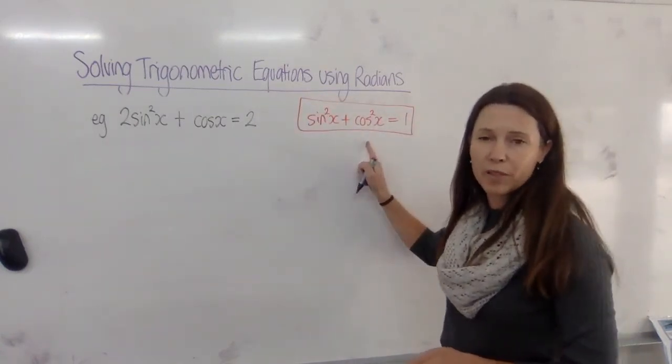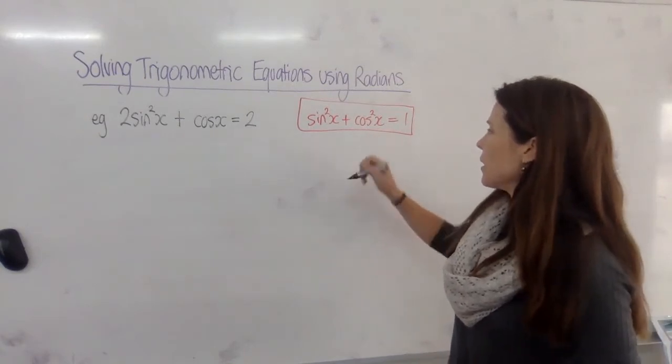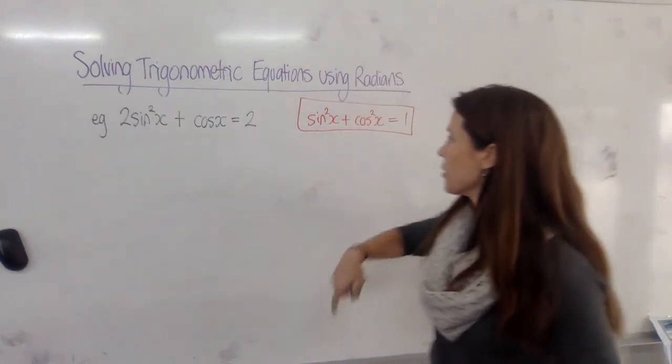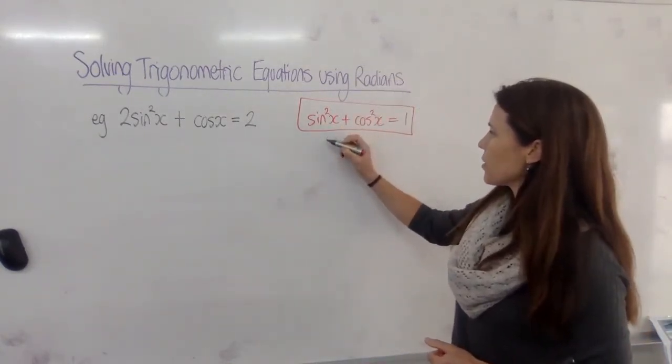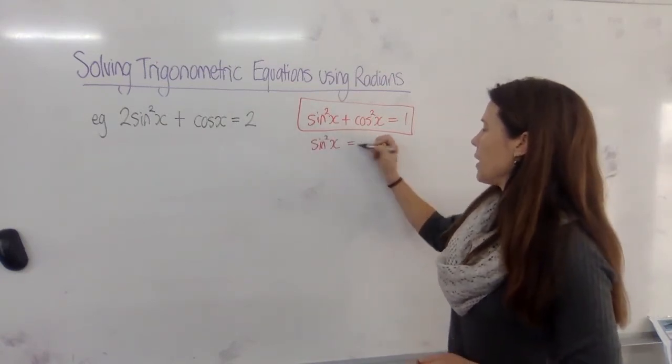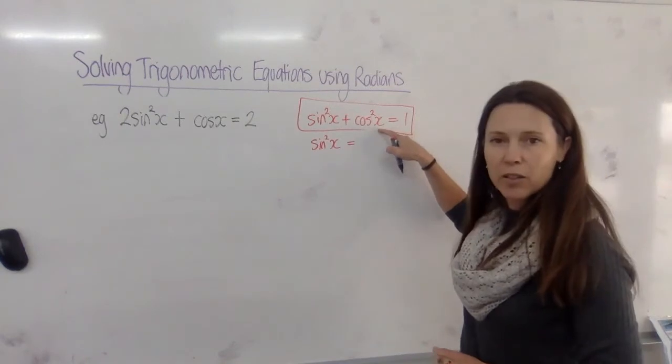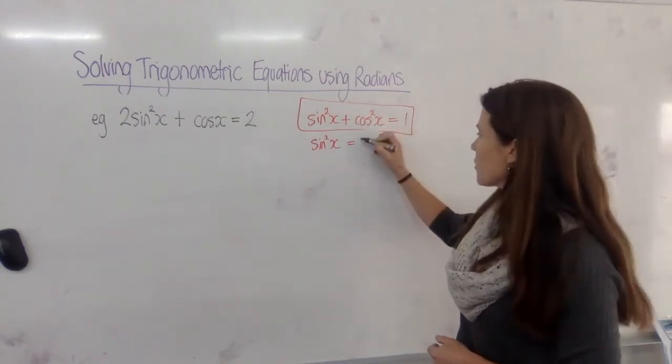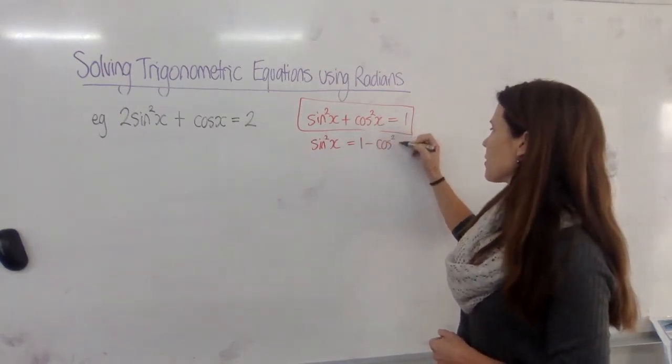It's actually in our reference sheet, so if you forget it, it's right there. Now, if we've got sine squared x, we could very easily rearrange this little equation to get sine squared x by itself. And how do we do that? We need to subtract cos squared x from both sides of this equation. So we'll end up with this.